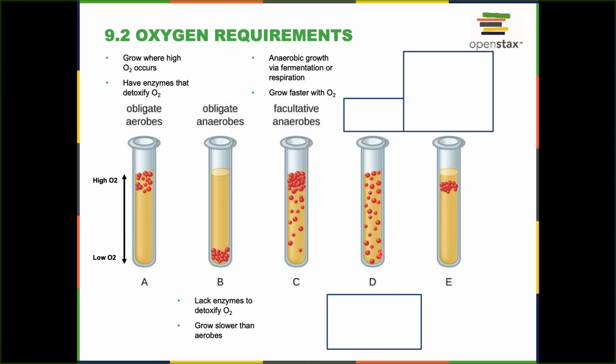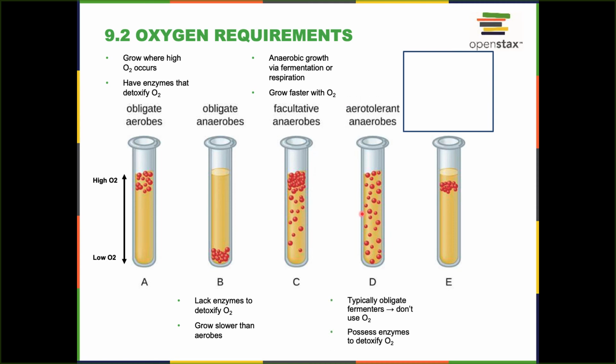This one looks kind of similar, right? Notice how we have growth throughout again, right? But in this case, there's equal growth throughout the whole tube. So these would be aerotolerant anaerobes, right? So these are typically our obligate fermenters. And remember, fermentation doesn't use oxygen, doesn't care about oxygen, right? So in this case, with oxygen, without oxygen, growth is going to be exactly the same because they don't care, right? Of course, to live in this environment, they do have to have enzymes that detoxify oxygen, because the oxygen doesn't kill them, but they're more or less irrespective.